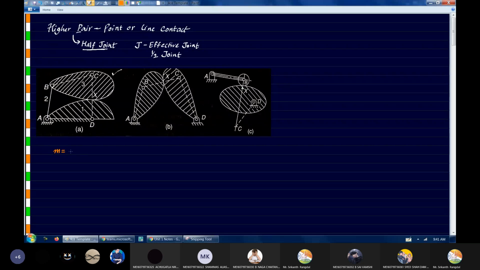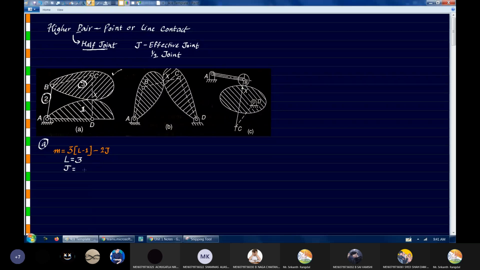Let's rewind. Can anyone tell me what is the mobility formula? The mobility formula is 3 times (L minus 1) minus 2j. Correct. Now we'll have to count the number of links and number of joints, right? So how many links are there in this first diagram, problem number A? It has already been counted here: 1, 2, and 3. The number of links is 3.